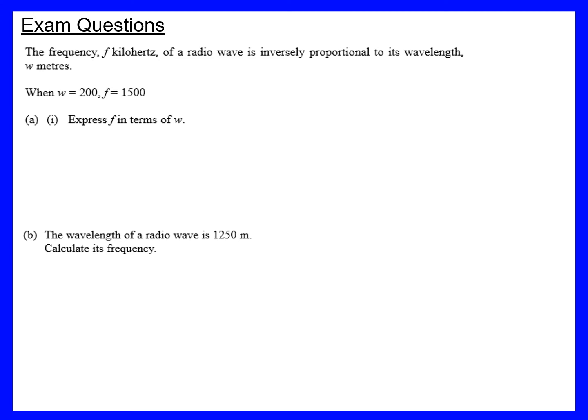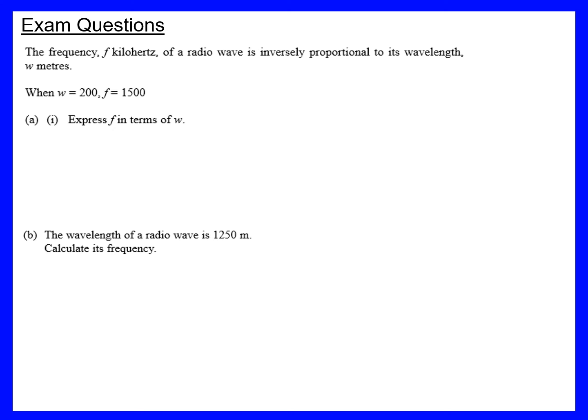All right then, our first question then is the frequency in F kilohertz. Okay, a radio wave is inversely proportional to its wavelength, W meters. When W is 200, F is 1500. Express F in terms of W.